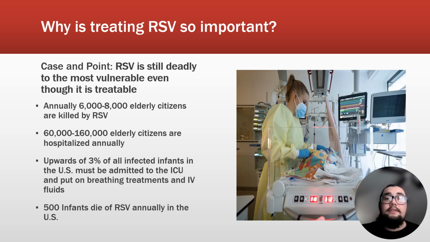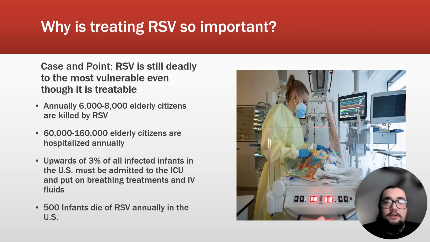Now, I say all this, and people would think that RSV is just a very mild thing, so why is it so important? Well, it's not as mild as you might think it is. It's a very treatable disease, but it's still deadly to the most vulnerable citizens, especially here in the United States. Here in the US, upwards of 8,000 elderly people are killed annually from severe RSV infections and viral pneumonia contracted from their RSV infection. That is a lot of people dying from a very preventable and treatable disease.